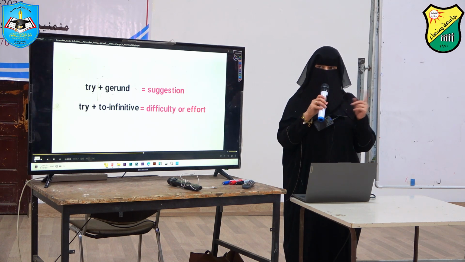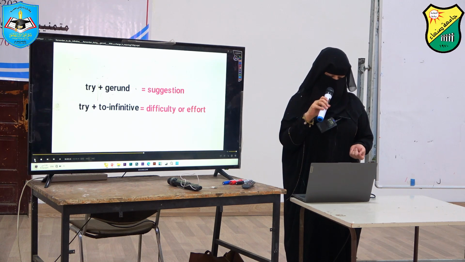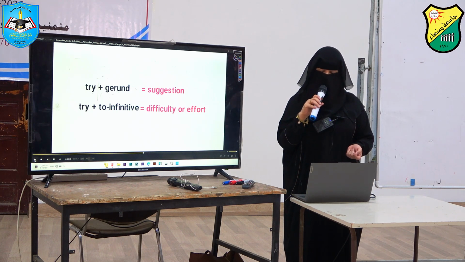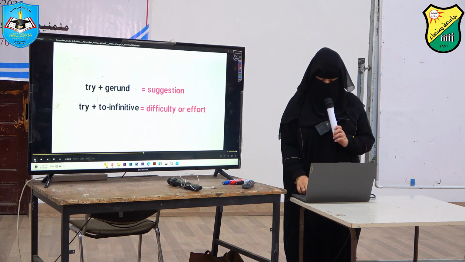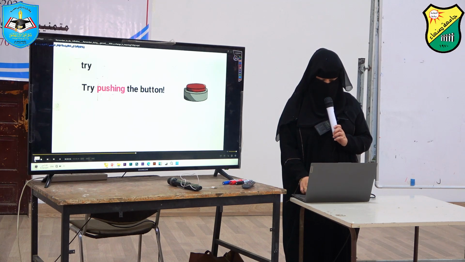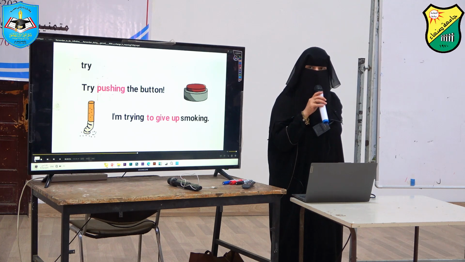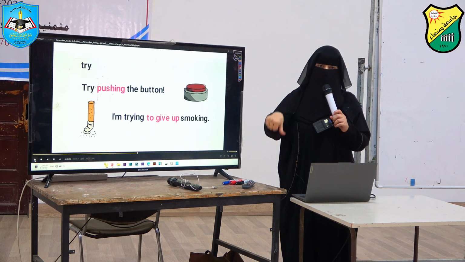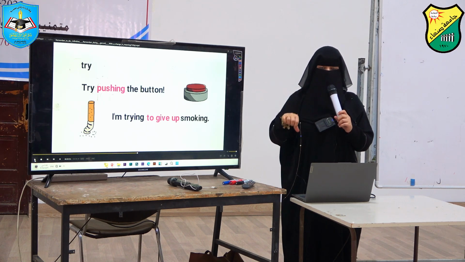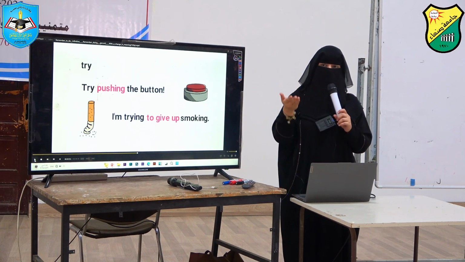Okay, I will let you go back to the examples. You have try plus verb -ing, it means a suggestion, to give a suggestion. Try plus the to infinitive means difficulty, you work hard to do something. Look at the examples here. Try pushing the button. Now you have a problem. I will suggest to you, try pushing the button. So when I say verb -ing with try, it means I suggest it to you.